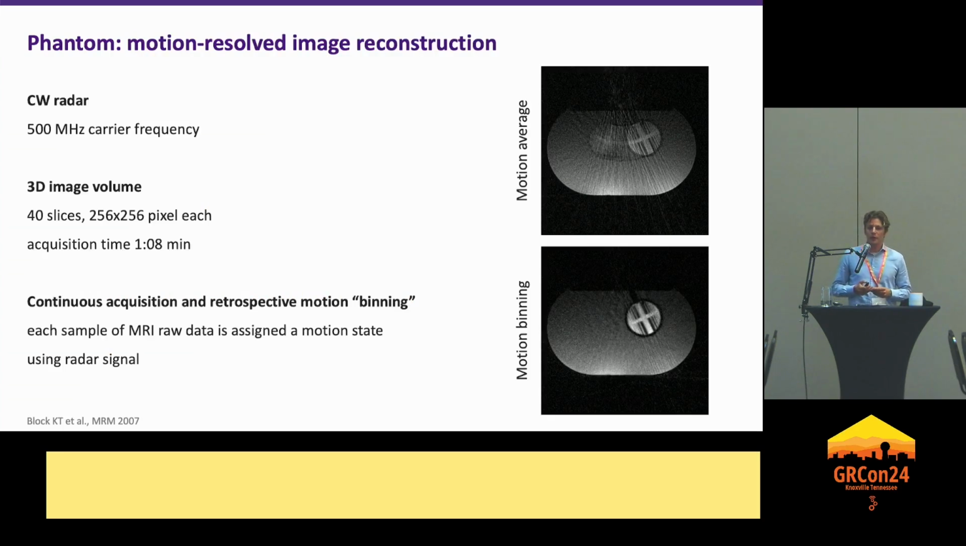Going one step further, now we are acquiring a 3D volume of 40 slices. And this is a continuous acquisition. So the MRI scanner is running nonstop while the phantom is moving, and we record the radar at the same time. And then what we do is we take the raw data out of the scanner, and after the fact, we sort every sample according to the motion state as it was determined by the radar. And we use this technique, it's called binning or sorting, to kind of assign motion states to the raw data.